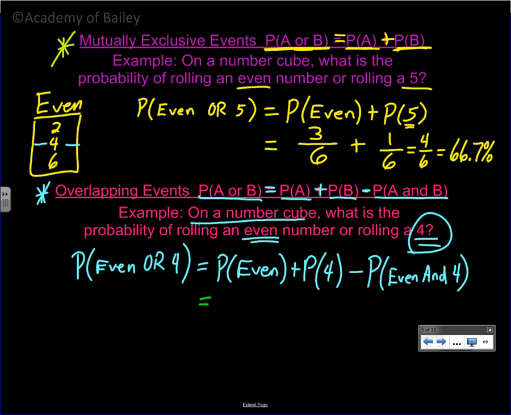So the probability of an even number is still the same. There are 3 even numbers out of 6. The probability of a 4, there is 1 four out of 6, minus how many even numbers are 4 on a number cube? Well, there's one even number that is also a 4, and there are 6 total numbers. And we subtracted out that even number 4. So if we look, 3 over 6 plus 1 over 6, that's 4 over 6. And then minus 1 over 6 is 3 over 6. And that is equal to 50%.